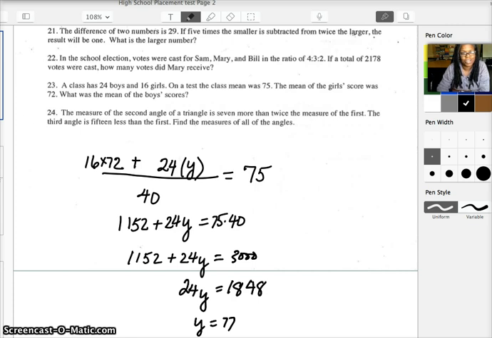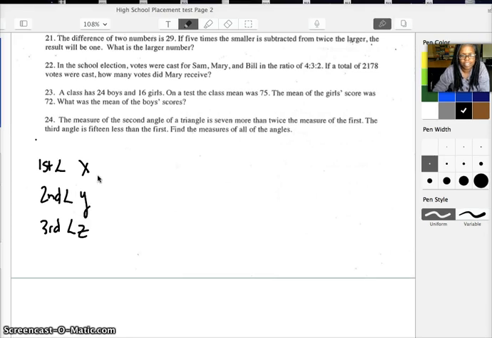So now we've got this final question, number 24. I'm going to erase everything so we can get started. This final question, number 24, is talking about angles. So we've got a first angle, I'm going to call it x. Second angle, we'll call it y, and third angle, we'll call it z. To be a good mathematician, I should say x is the measure of the first angle, y is the measure of the second angle. So we're talking about angle measurements here.